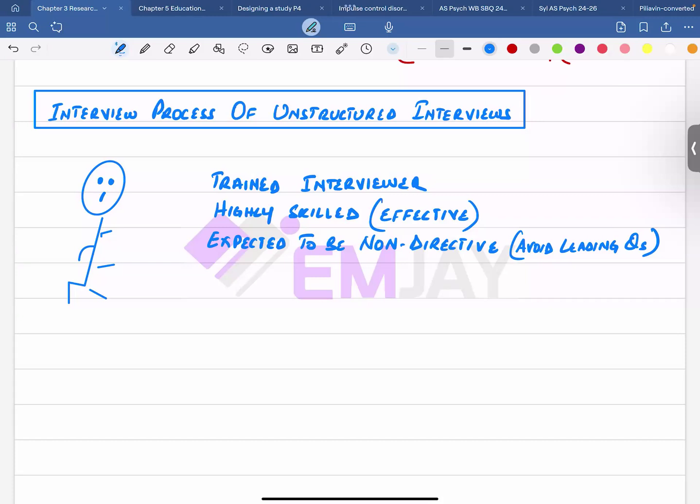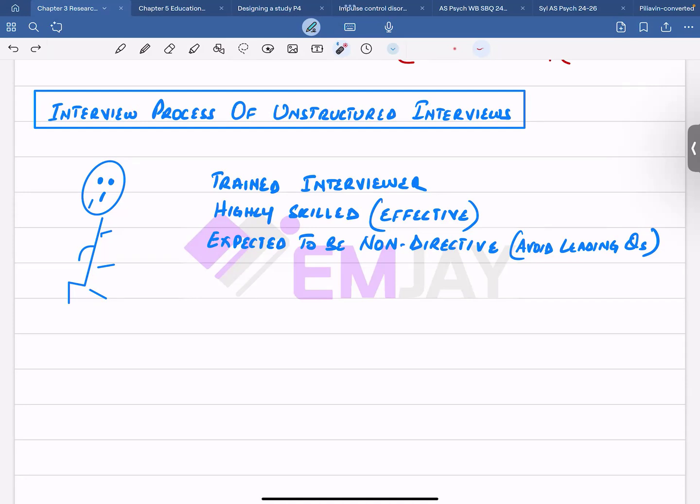So, the interviewers in this case are expected to be non-directive. They're expected to not let the participants feel like they're expected to give a particular response. You are expected to phrase your questions in a manner that does not suggest any particular response.